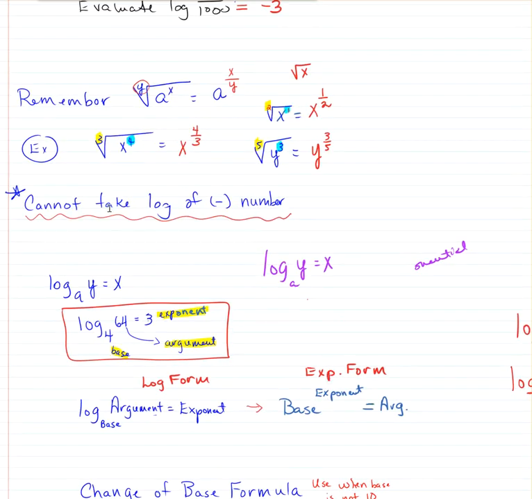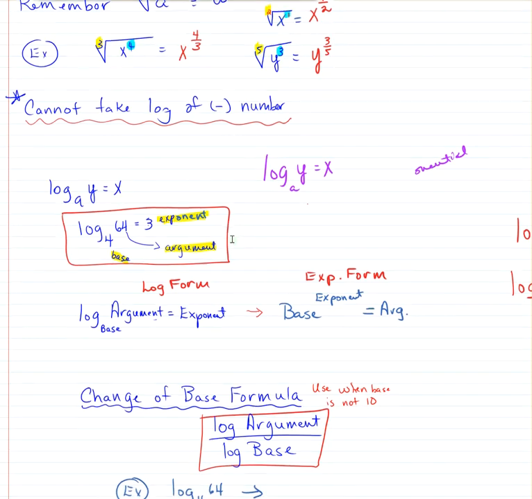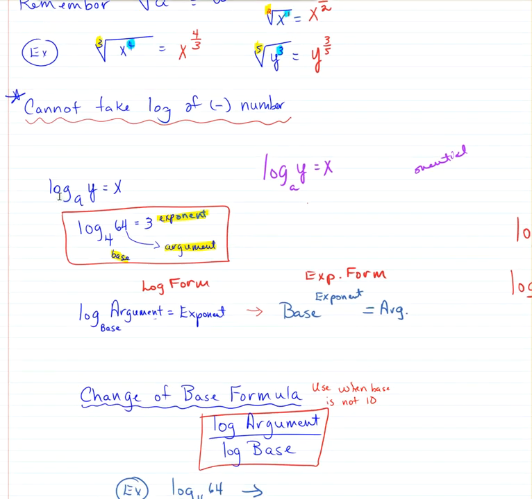Write this down. Remember this. You cannot take the log of a negative number. So that will affect domain and a couple of things that we'll see, so keep that in mind. Now, let's talk about some vocabulary here. If you see log base a of x equals y, or let's put it in numbers, log base 4 of 64 equals 3. This number is the base, this number is the exponent, and this is the argument.